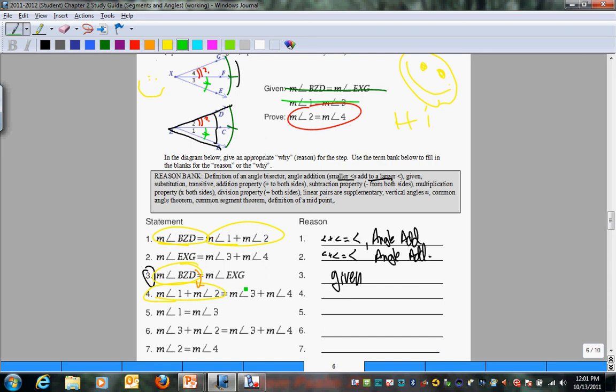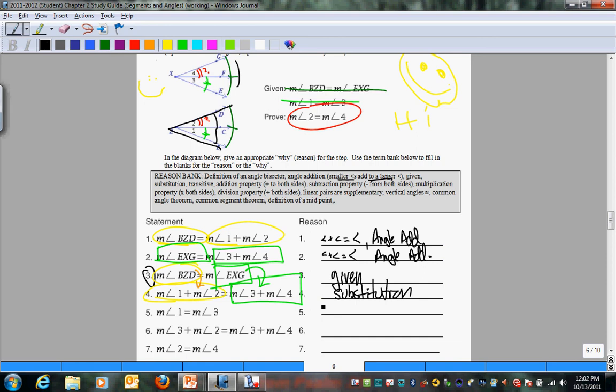Okay, let's do another one. I'd like you to box 3 and 4. Box 3 and 4 in line 2. 3 and 4 equals what big angle? EXG. So there's EXG. Now where else do you see EXG? Number 3. So we took out EXG and put in 3 and 4. We took one thing out, put something else in. What's that called? That's substitution. Substitution.